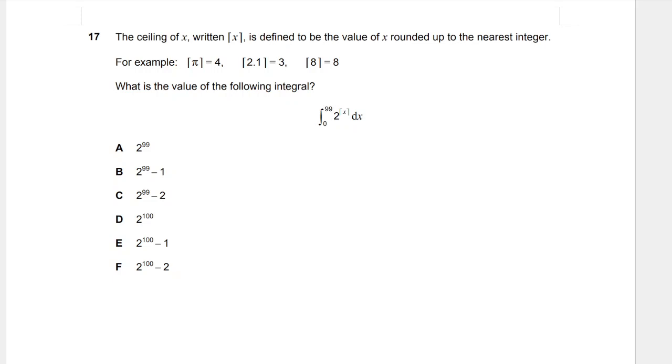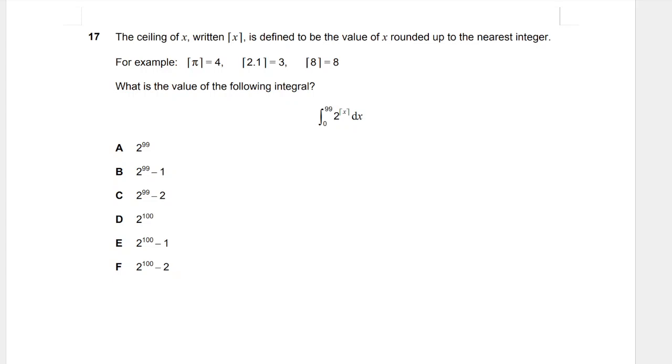Okay, question 17. The ceiling of x, written with that sort of ceiling-looking symbol, is defined to be the value of x rounded up to the nearest integer. That's a very common operator in mathematics as well. For example, the ceiling of pi is 4. Makes sense, right? Because pi is 3.1 something, so the integer above it is 4.